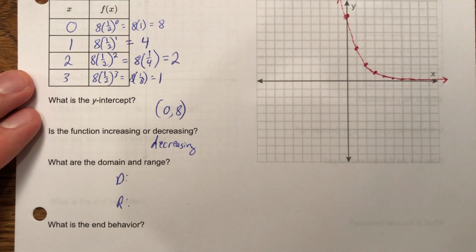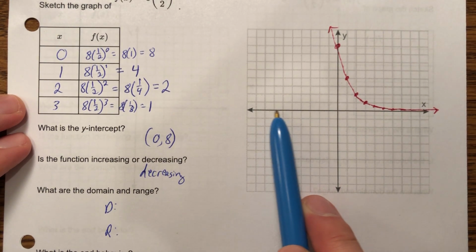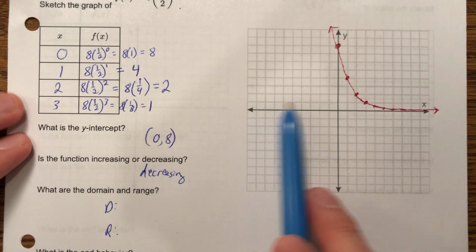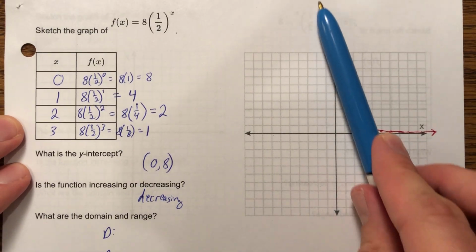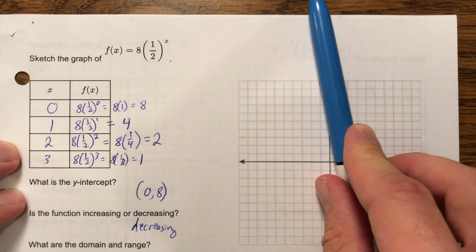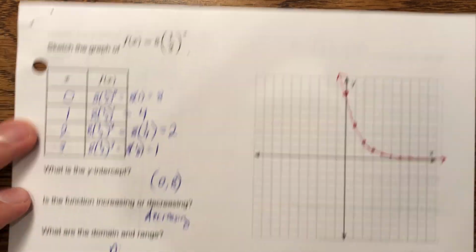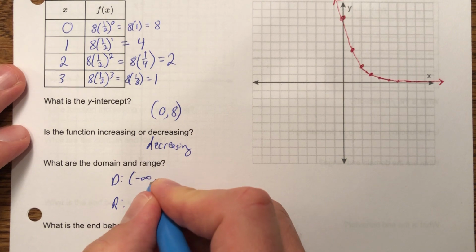Let's see. The domain of this function is going to go from -infinity to +infinity. Now, I know you're like, well, doesn't it stop over here? No. It goes up forever. This thing goes up forever and also goes to the left forever. It's just really, really steep over here. Okay, so the domain is from -infinity to +infinity.